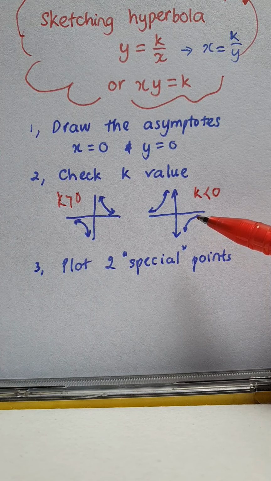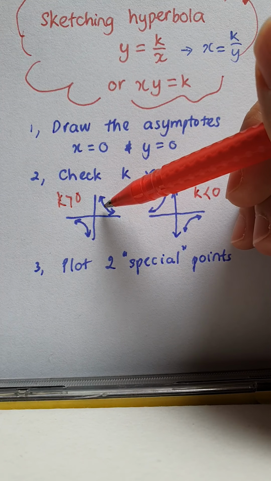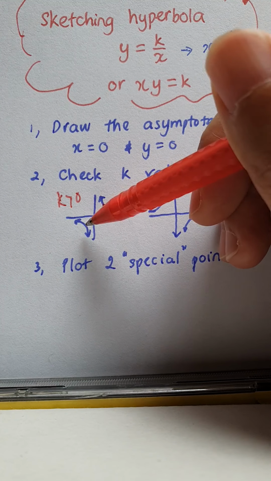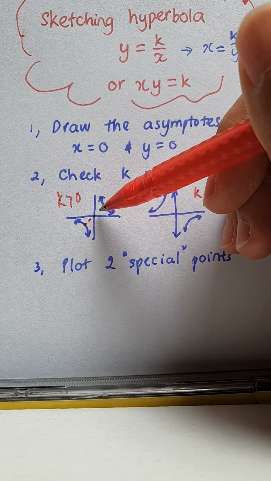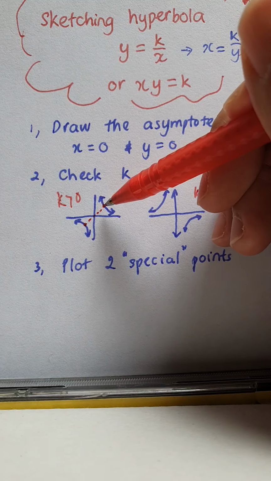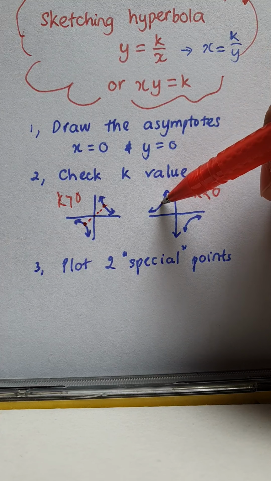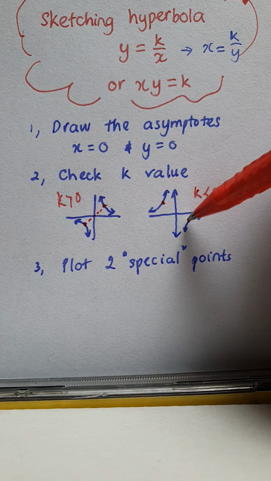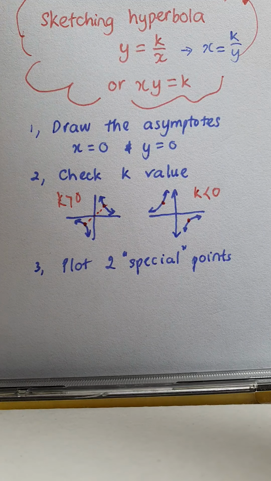Okay, and the last point is just to clearly label the 2 special points. For example, in this graph over here, the special points will be here or over here. Note that they are reflections of each other through the origin. But you need to label clearly what the coordinates of these 2 points are, or these 2 points over here if your hyperbola has these shapes. Okay, so let's go through a specific example.